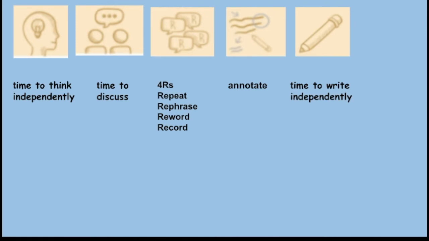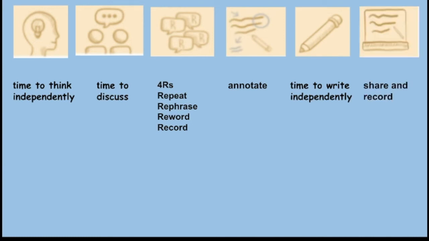This icon represents that it is time for students to write independently. You may wish to provide sentence starters such as I notice, or one difference between blank and blank is, or I asked myself. This will allow students to write down their thoughts and noticings when identifying quantities and relationships between those quantities. And this last icon indicates that it is time for the students to share their findings with each other and record.